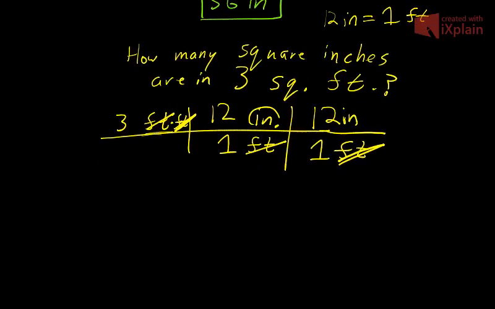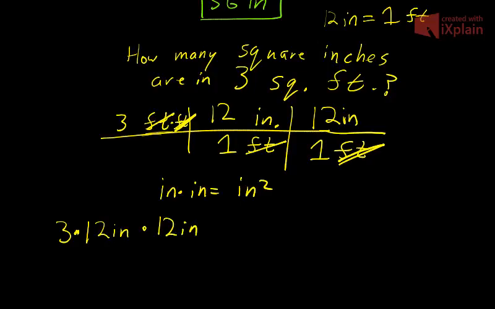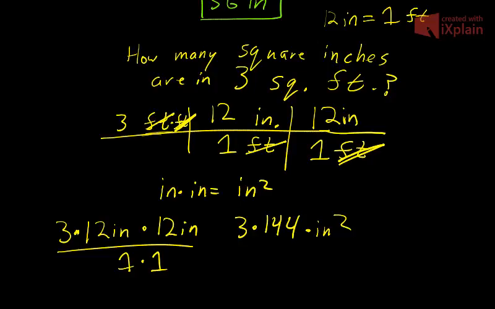If I look, I have inches times inches, and inches times inches is going to be inches squared. So now I can do 3 times 12 inches times 12 inches over 1 times 1. 3 times 12 times 12 is the same as 3 times 144. Inches times inches is going to be inches squared divided by 1.